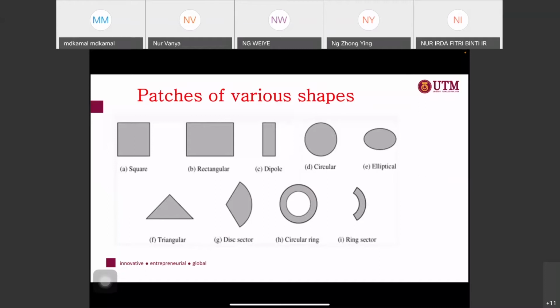So again, the most important thing here is that the best shapes we can have are just the rectangular or the circular. Those are the optimum shapes, because for the other shapes it is difficult to determine the resonance because of the structures. But the most important thing is that the resonance comes from the length of the structure itself.